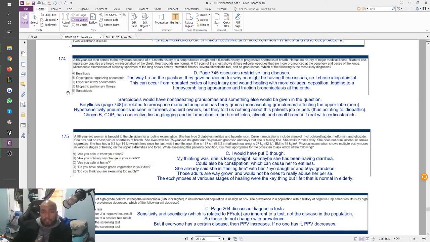So immediately, since there's no reason being given and he has fibrosis, this is just idiopathic pulmonary fibrosis. Don't think too hard. Right? The way I read the question, they gave no reason for why he might have any of these issues. So I just chose idiopathic. And that was literally it. And then I checked and it was correct. This can occur from repeated cycles of lung injury and wound healing with more collagen deposition, leading to a honeycomb lung appearance and traction bronchiectasis at the end.